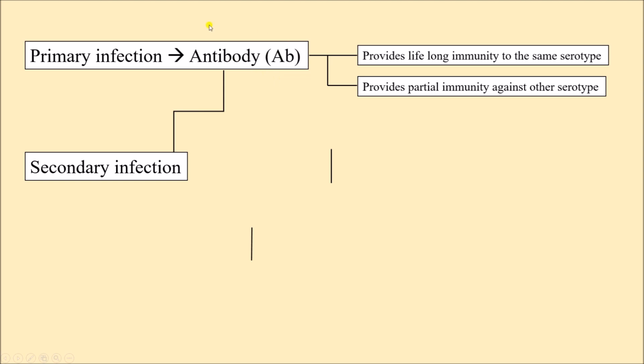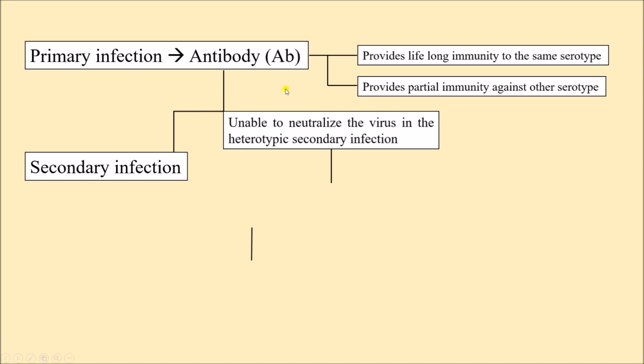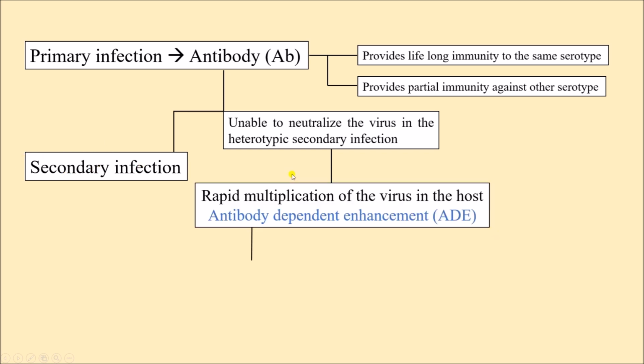Now the antibody which was produced after the primary infection will not be able to neutralize the DEN2 virus that was introduced during the secondary infection. Because this antibody cannot neutralize the DEN2 virus, or any serotype introduced during the secondary infection, there will now be rapid multiplication of the virus in the host.